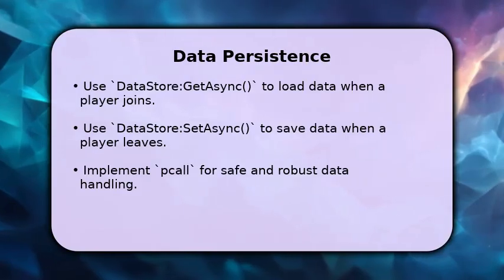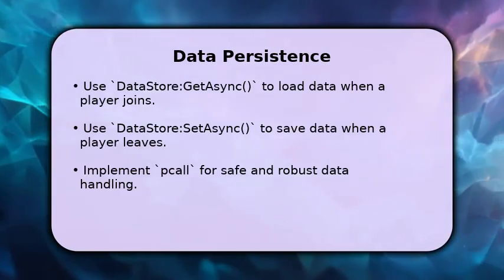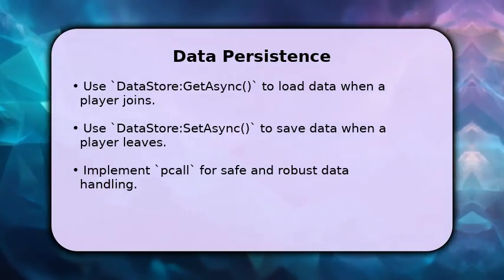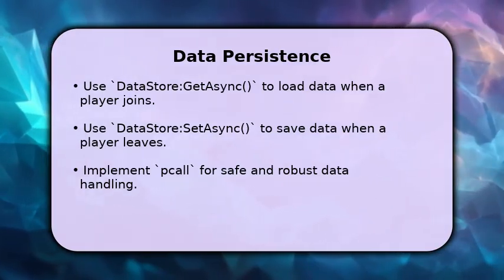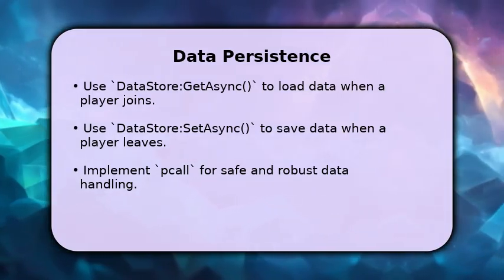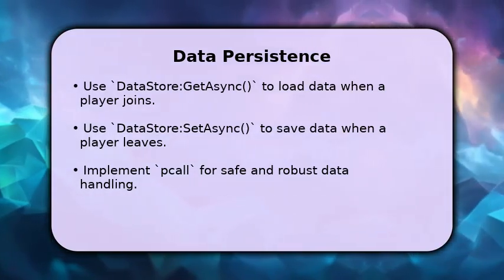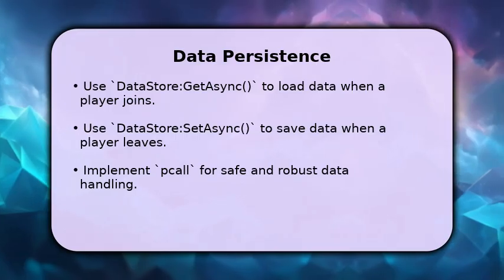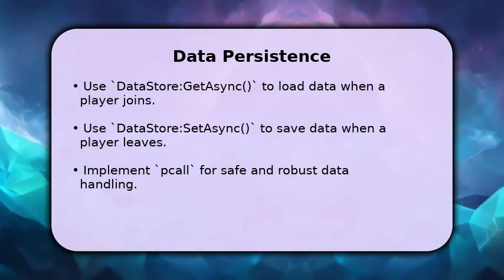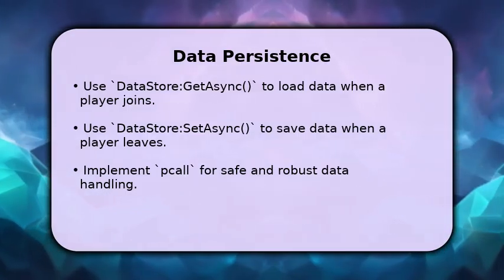Ensuring data persistence is crucial. When a player joins, use DataStore:GetAsync to load their previously saved time. When a player leaves the game, use DataStore:SetAsync to save their current time played. Always wrap your data store calls in a pcall function. This helps prevent script errors and ensures your game can gracefully handle any issues during data saving or loading.